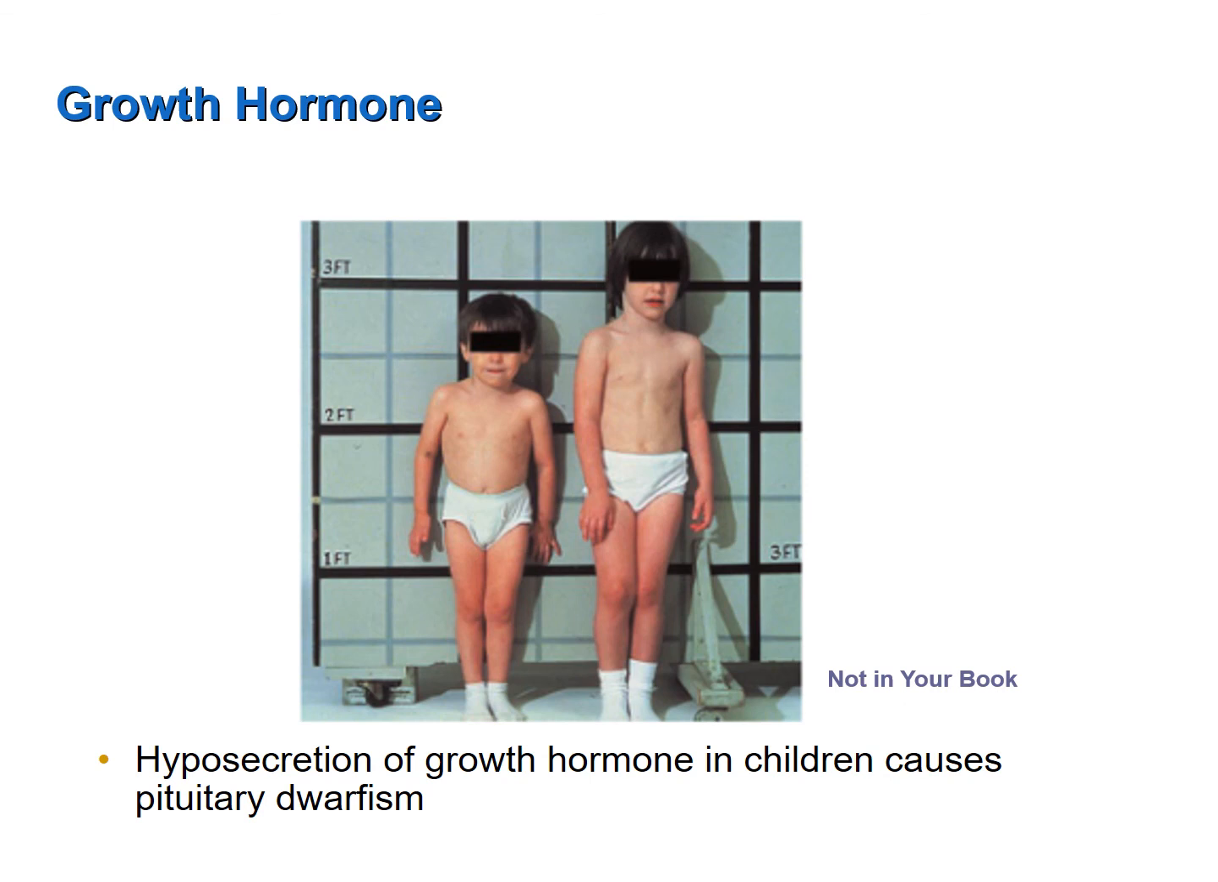Hyposecretion of growth hormone in children causes a condition called pituitary dwarfism. With a reduced secretion of growth hormone, there is slower lengthening of the long bones. So the individual, the child, is shorter than normal. Also, because of the effects of growth hormone in causing the body to utilize fat as a source of ATP, an individual also will tend to be a little more chubby than normal. The effects of hyposecretion of the hormone are illustrated in this figure from your book, where the boy on the left is shorter and a little more chubby than his fraternal twin sister, shown on the right.